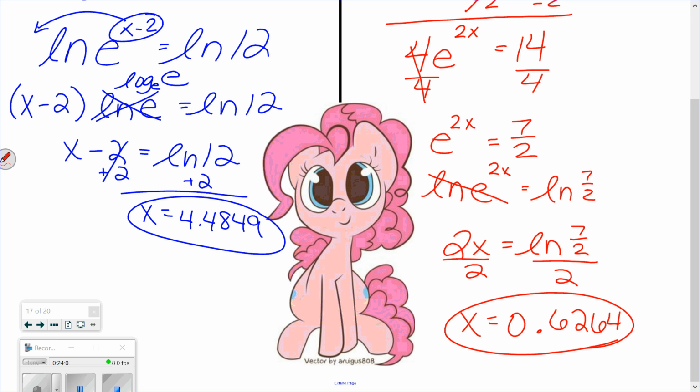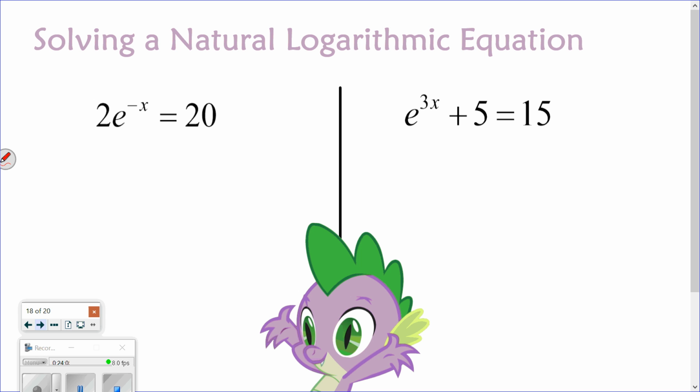All right. Last 2 problems. Does anybody know what his name is? Why don't you do the first one on your own? His name is Spike, in case you're wondering.